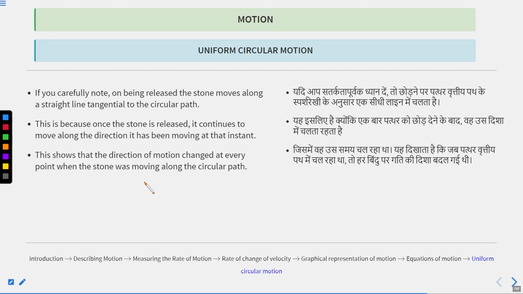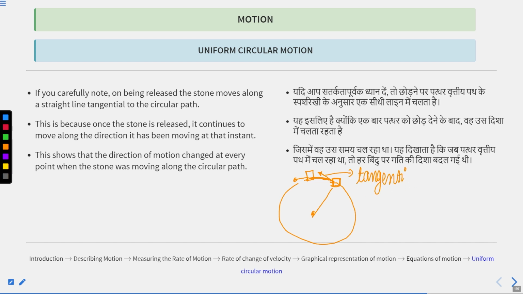If you carefully note, on being released, the stone moves along a straight line tangential to the circular path. So at every point, the stone is trying to move in this direction, but you are holding the stone in this direction. So the stone changes its direction in this way. Here, the stone wants to move in this direction, which is the tangential direction.